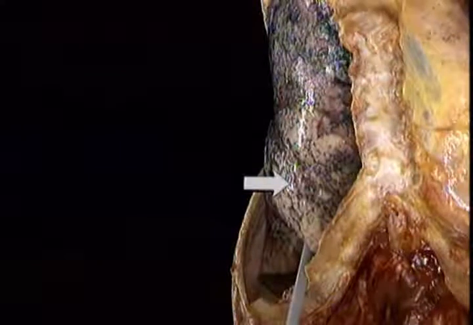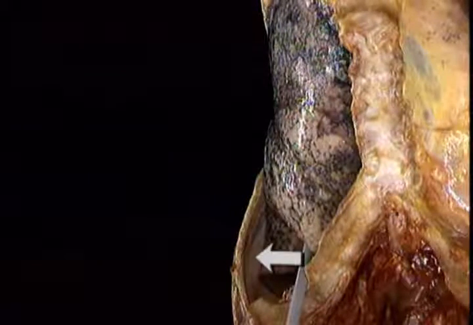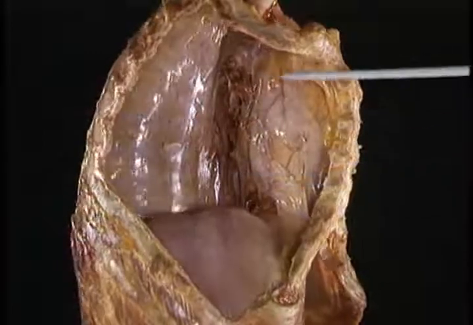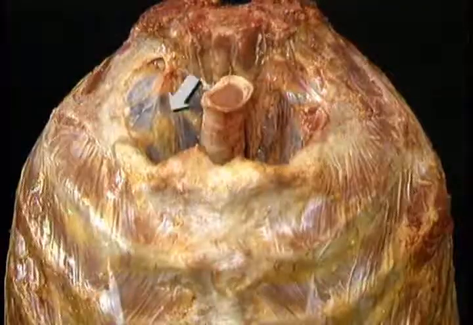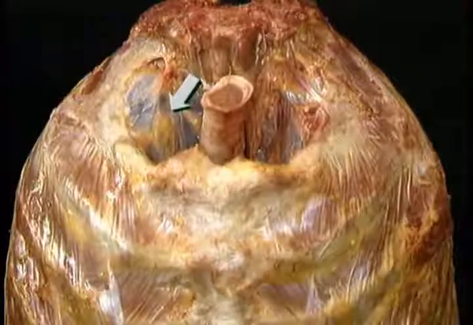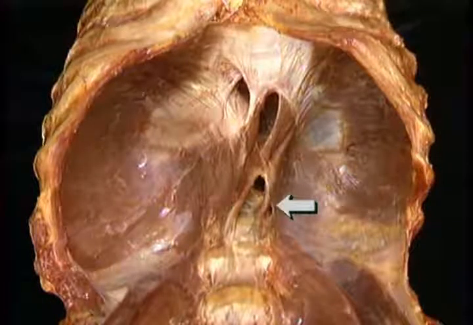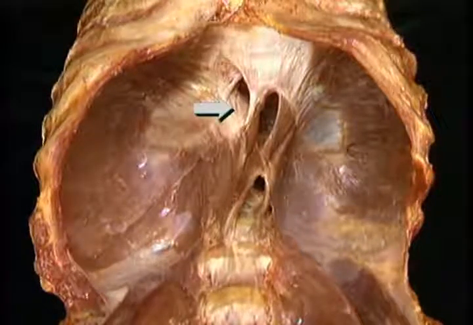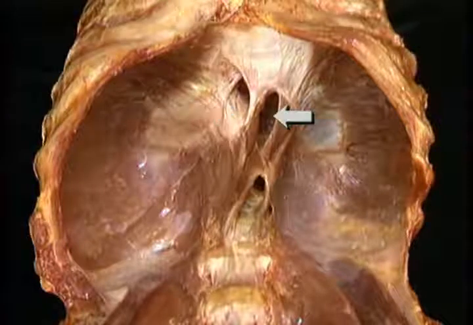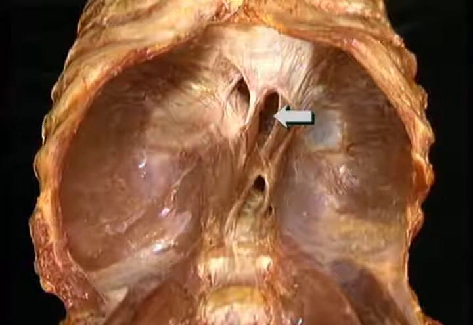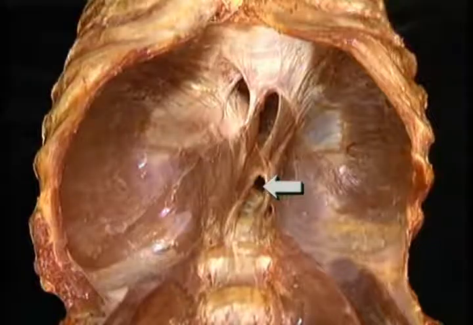Here's the parietal pleura and the visceral pleura. Here's the pleural cavity and the mediastinum. Here's the dome of the pleura. Here's the diaphragm. The right and left crus, the vena cava foramen, the esophageal hiatus, the aortic opening.